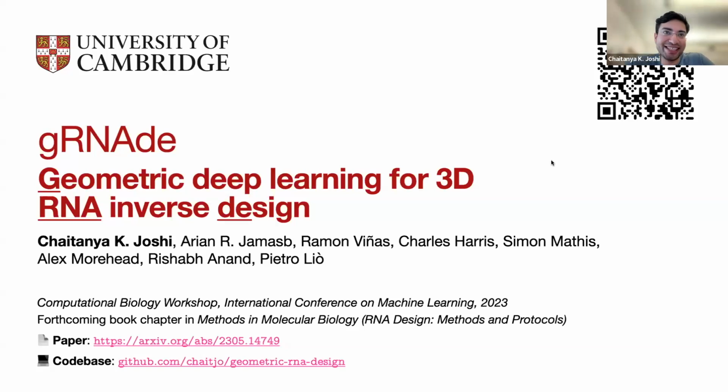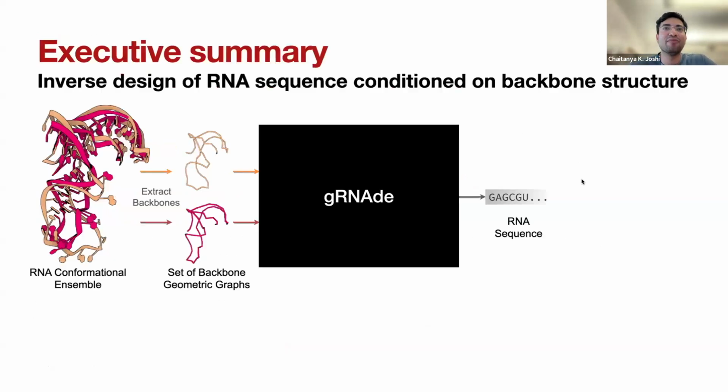I'm Chaitanya Joshi, and this is joint work with lots of people from Pietro Leo's lab. The title of this talk is gRNAde, Geometric Deep Learning for 3D RNA Design. The paper is online, and we've also made an effort to release code and make some of this accessible to people. So before I start the talk, I like to do a 1 or 2 minute summary slide. And if you tune out after this, hopefully you still get something from the talk.